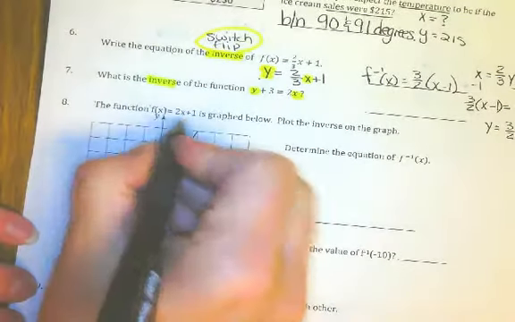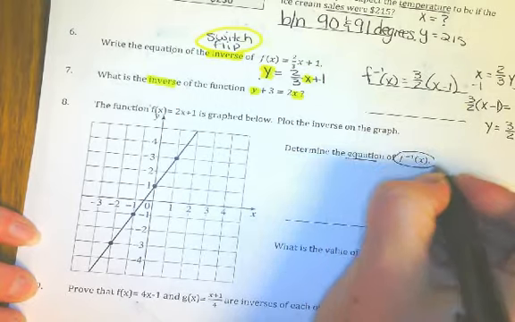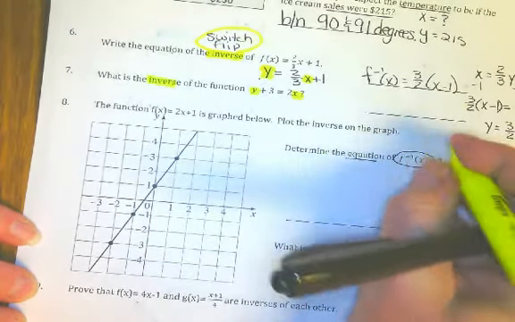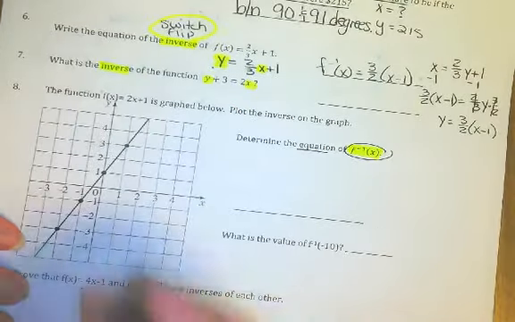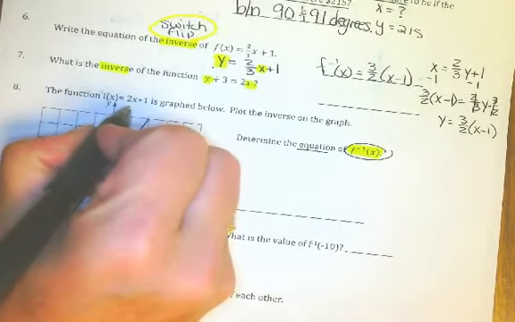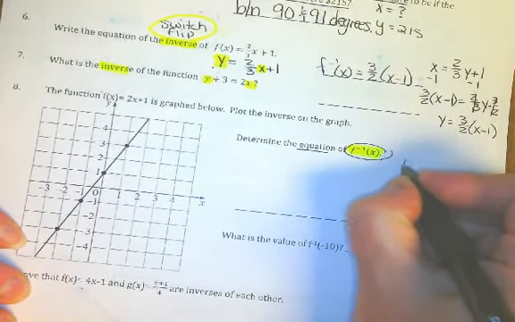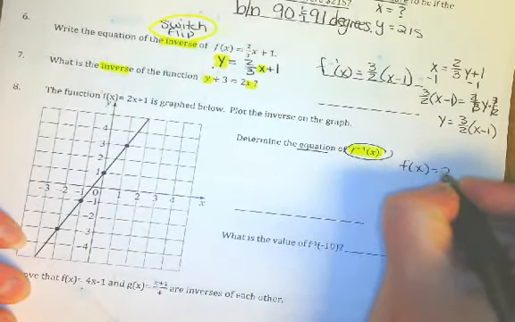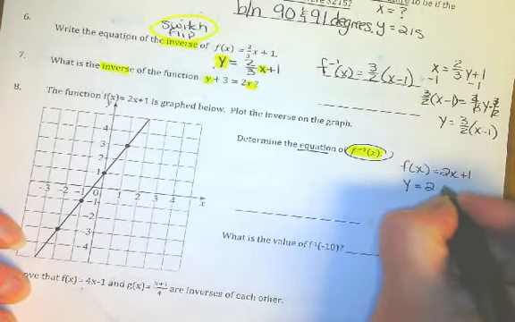Okay, on this one here, they're giving you the graph 2x plus 1, and they want me to determine the equation of f of negative 1. So this tells me that I'm doing the inverse. So what I'm going to have to do is take this and write the inverse of it. Okay, so the first thing I'm going to do is change that to y.